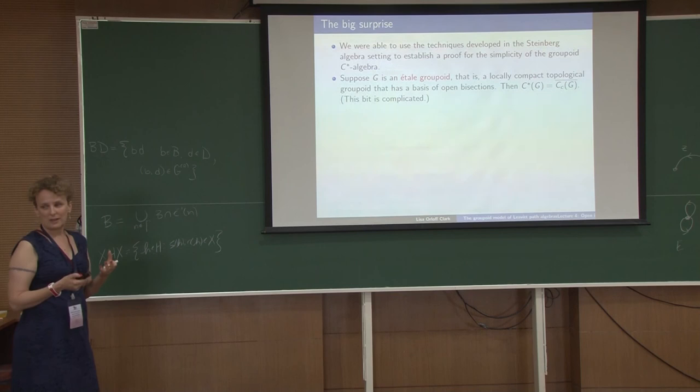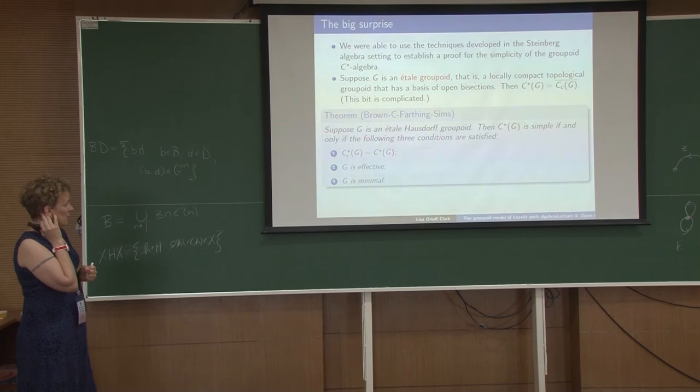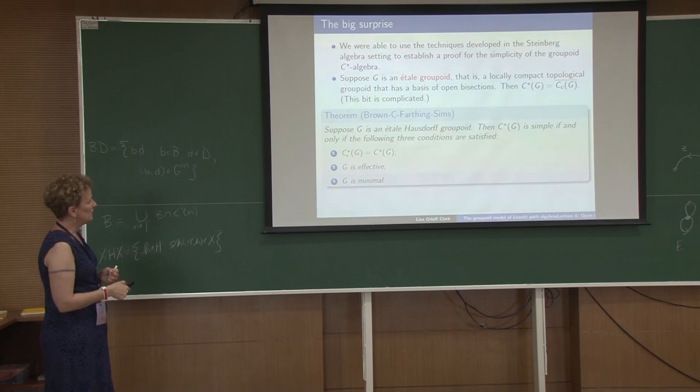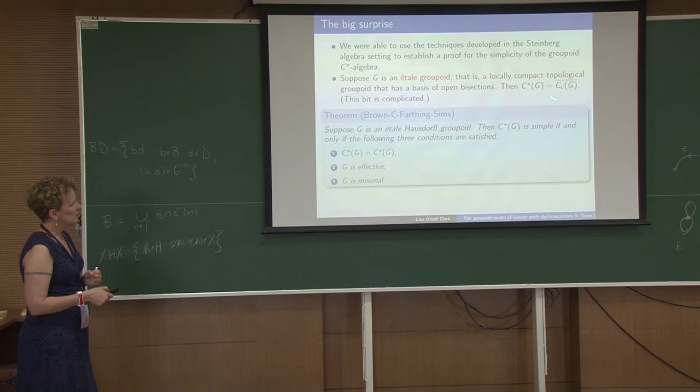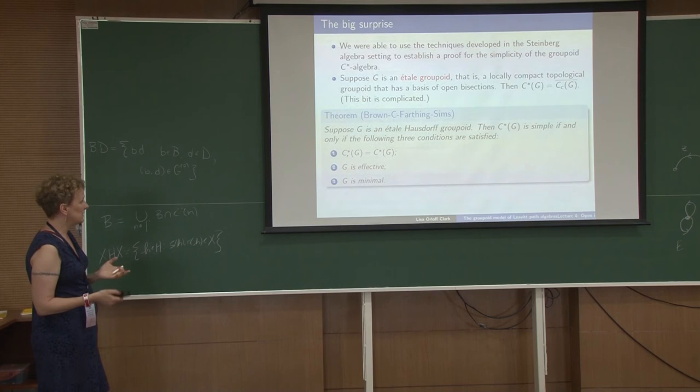But we were able to take these Steinberg algebra results and prove this simplicity theorem for these C-star algebras. So if you have an étale Hausdorff groupoid, then its groupoid C-star algebra is simple if and only if the following conditions are satisfied. So this one, as I said, there's two different ways to do this completion. And so this first condition says that you get the same algebra no matter which norm you use, effective and minimal. So we were pretty excited about this.